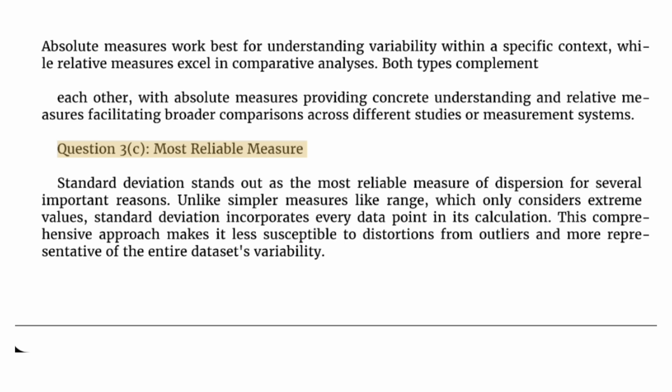Question 3 C. Most reliable measure. Standard deviation stands out as the most reliable measure of dispersion for several important reasons. Unlike simpler measures like range, which only considers extreme values, standard deviation incorporates every data point in its calculation. This comprehensive approach makes it less susceptible to distortions from outliers and more representative of the entire dataset's variability.